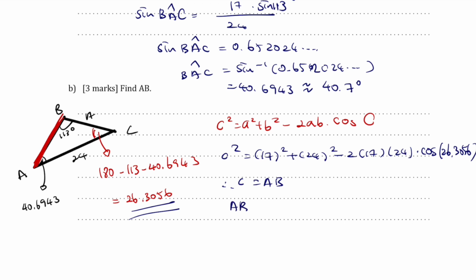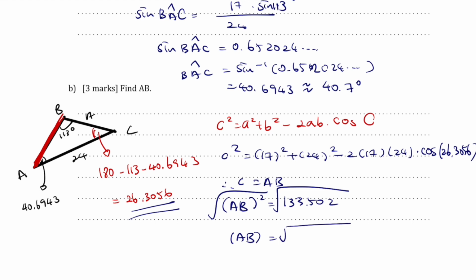So AB squared is equal to 133.502. Then we can square root both sides. Then we get AB equals square root of 133.502, and that is equal to 11.5543 using your calculator. Then it is approximately equal to 11.6, and that's your answer.